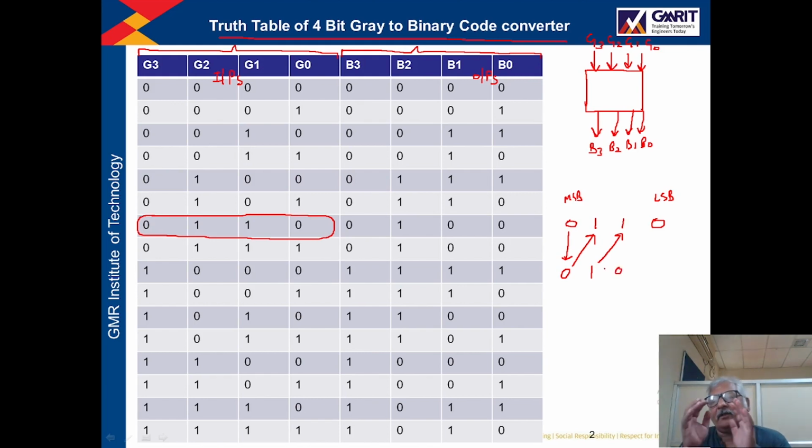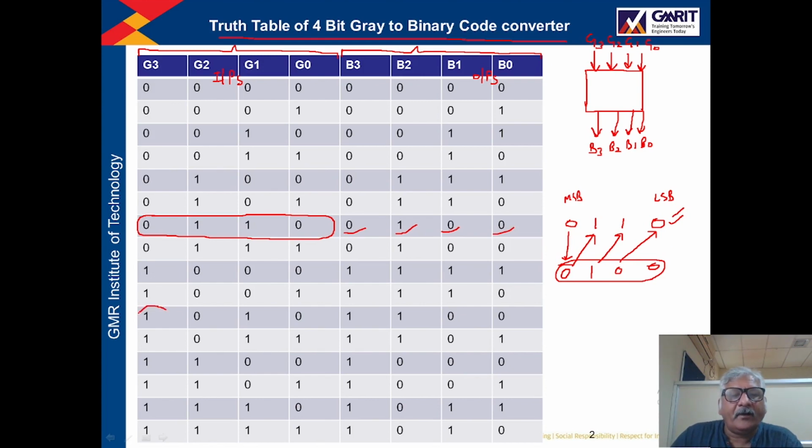So after addition, if some carry is generated, then neglect that carry. In this case, one carry is generated. 1 plus 1 is 0, and the carry is neglected, and this 0 will be added with the LSB bit. So 0 plus 0 is 0. So this is my binary code, which is equivalent to this gray code. So the binary code is 0100. You can see here, 0100.